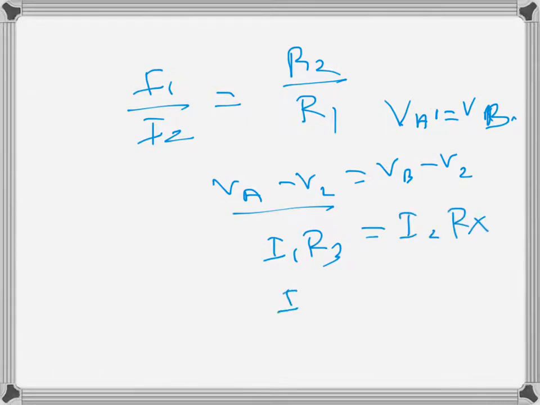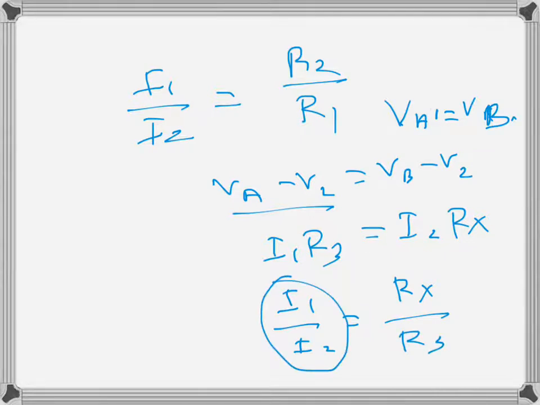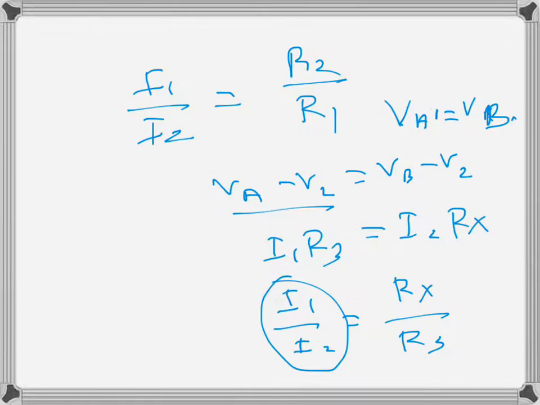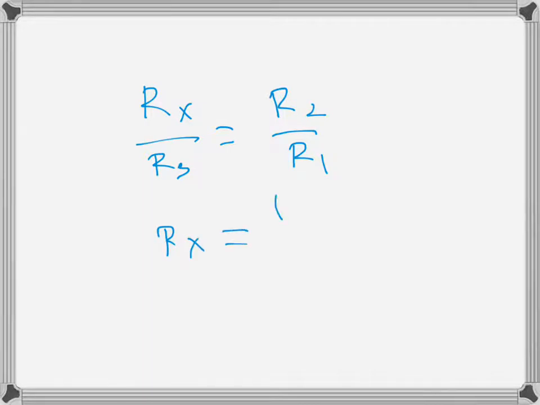So we can write I1 over I2 equals Rx over R3. So here I1 over I2 is equal to Rx over R3, and here I1 over I2 is equal to R2 over R1. So we can write Rx over R3 equals R2 over R1. This is the formula that we need to use, and we don't have to derive it unless we are asked to, but I thought of explaining that as well. When we are doing the problem, we probably have to just write this one.